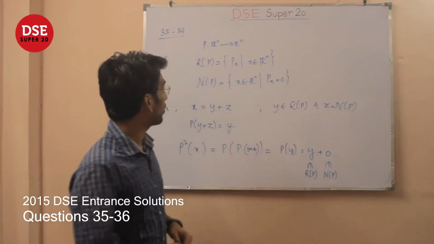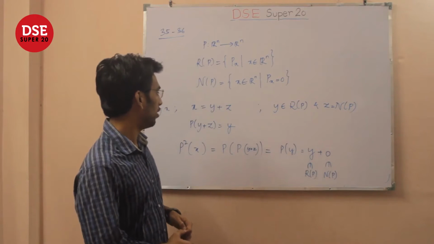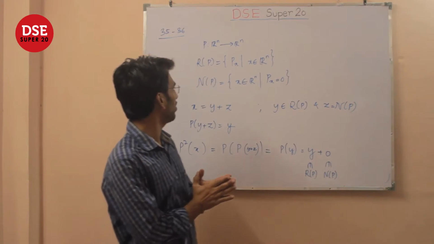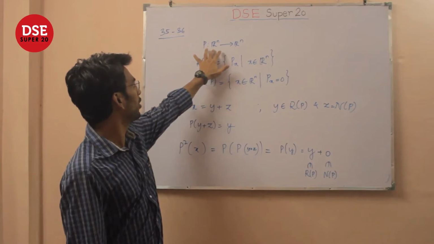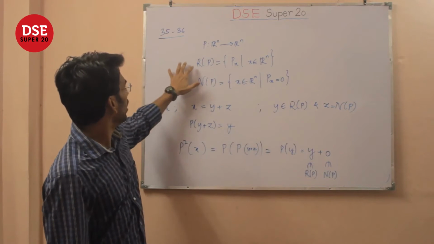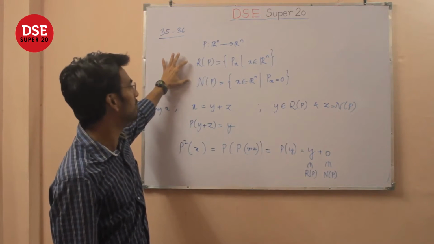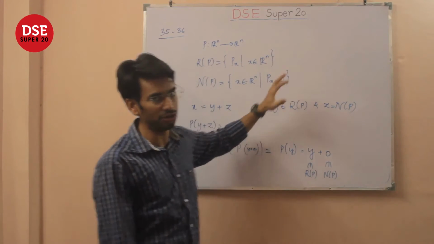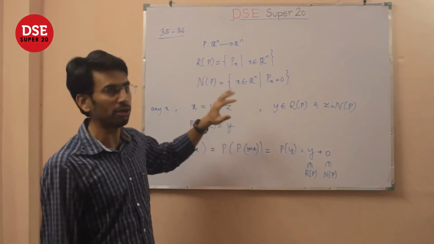Okay. Now coming to questions 35 and 36, these are from linear algebra. What we're given is a linear transformation P from a Euclidean space with dimension n to itself, and they have defined the range and the null space. These definitions are essentially the definitions of what we call the range and the nullity of a linear transformation.